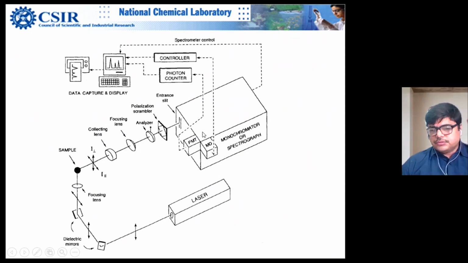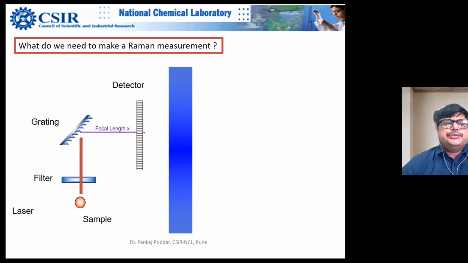These days we don't use photomultiplier tubes. I will probably share some slides comparing the both, and then you get the data. So if we simplify the ray diagram, we have this laser which interacts with the sample, and then we have to put this filter. I will speak about the limitations of this filter.